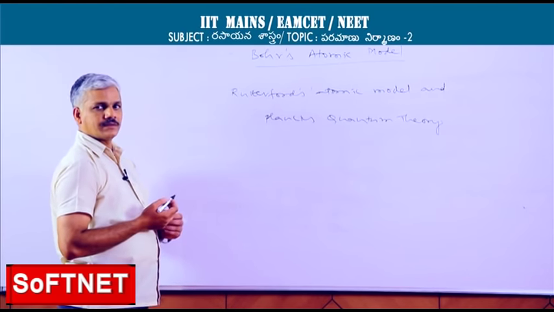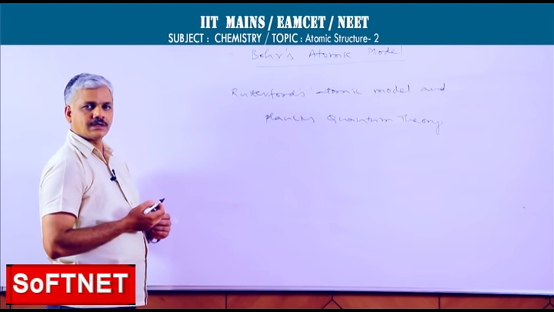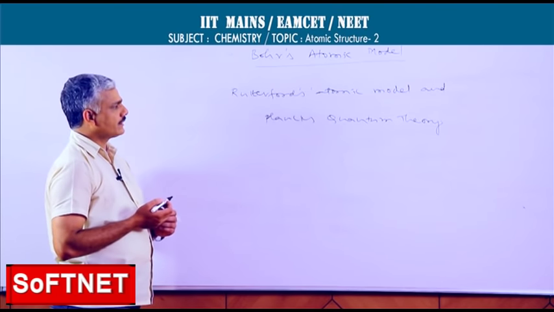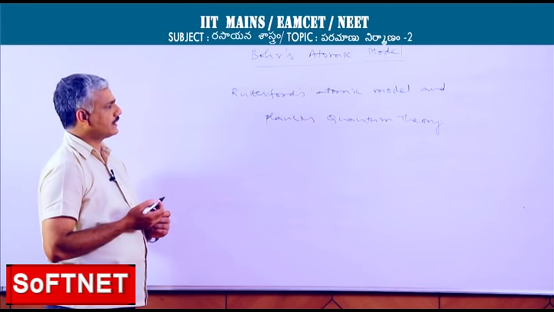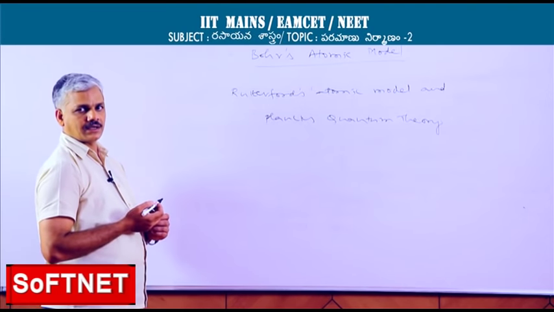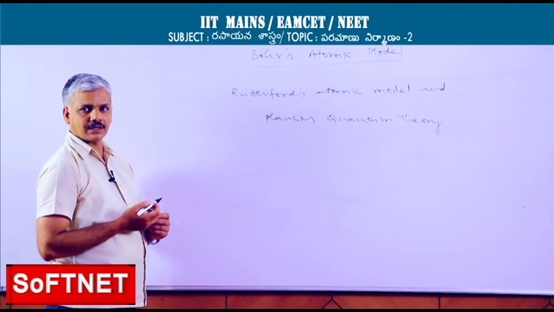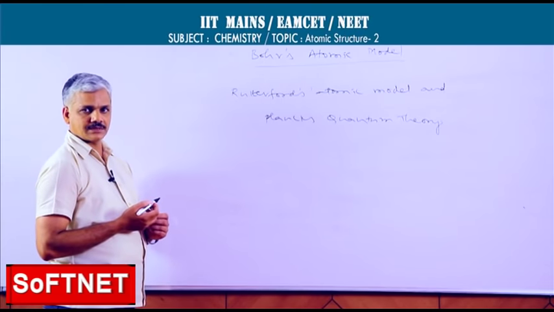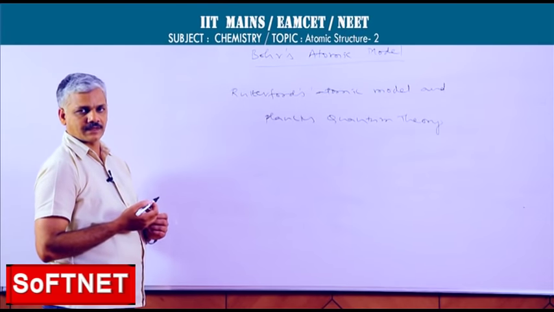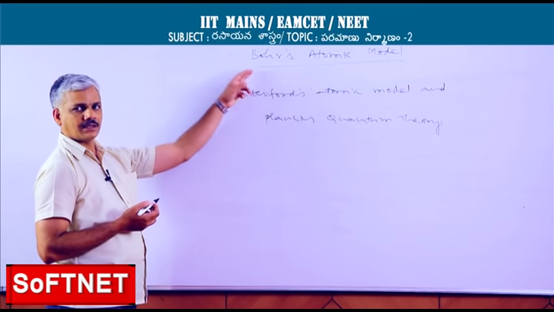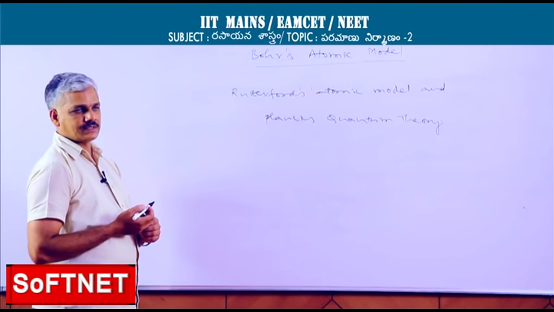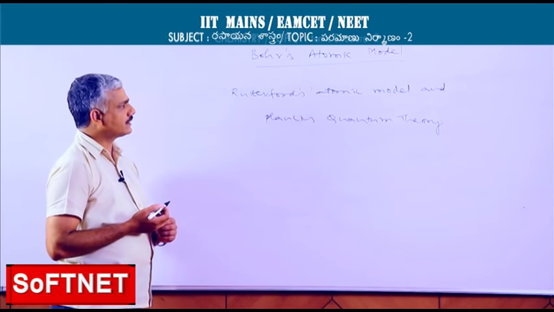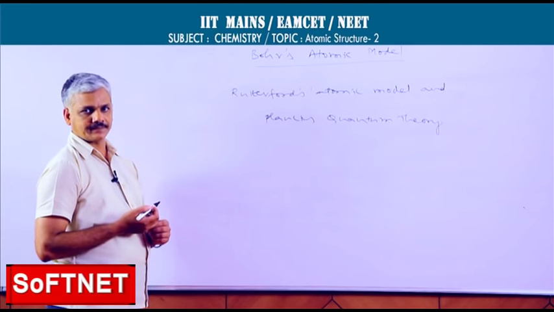The success of Rutherford's atomic model is regarding the composition of the nucleus. By means of his alpha ray scattering experiment, Rutherford successfully proved that the entire positive charge and mass of the atom is concentrated at the center of the atom in a small space called the nucleus. So that point was retained by Bohr also. The difference between Rutherford's atomic model and Bohr's atomic model is regarding the position of electrons in the atom.